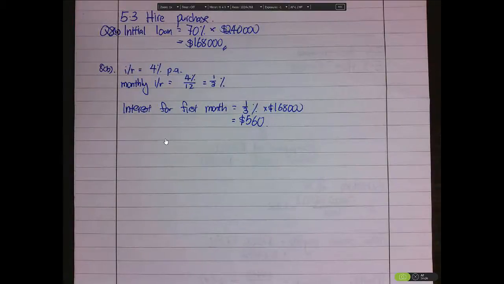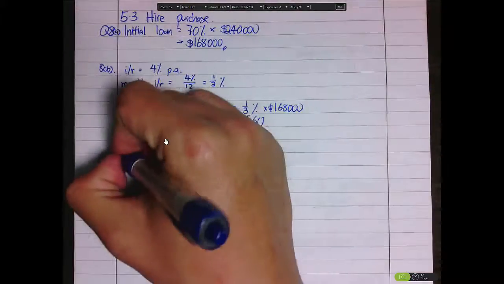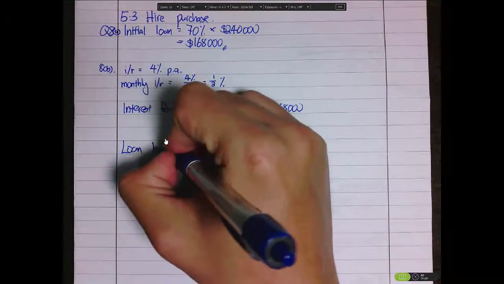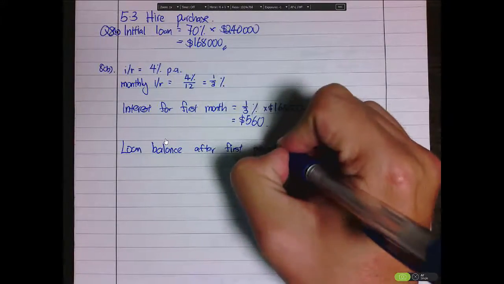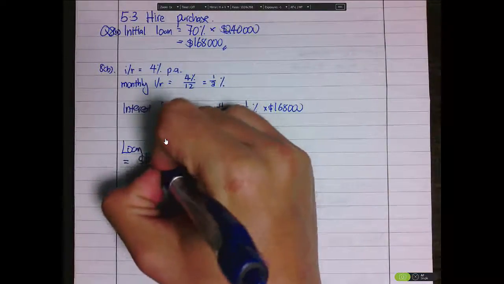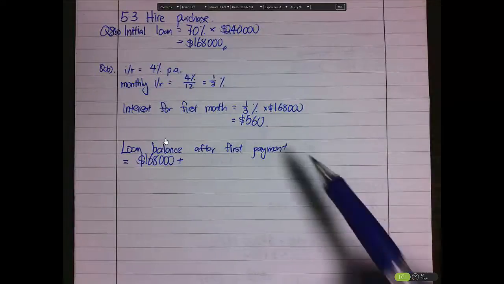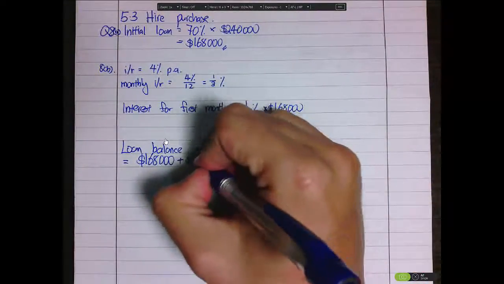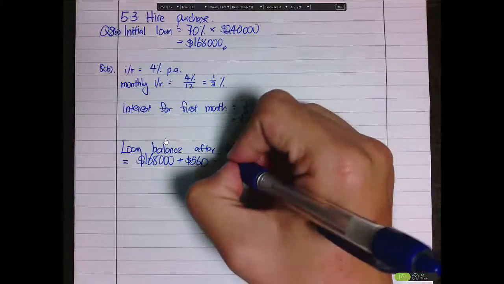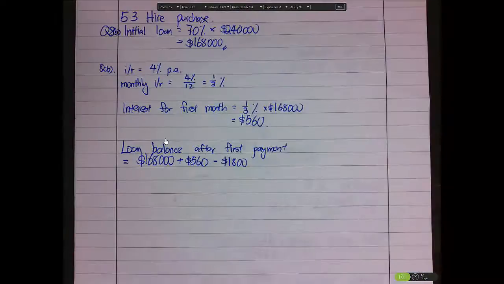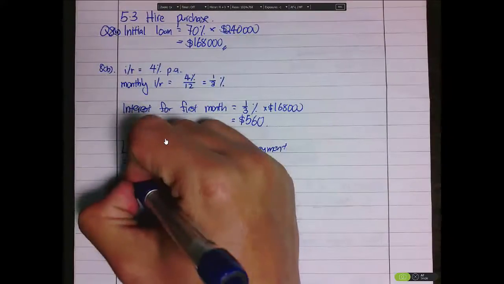Now here is the slightly tricky part. First and foremost is the loan balance after the first payment. What happens here is this. First, you still owe $168,000. Now you have to add in the interest from the first month, which is 560. Then you must minus away the first repayment, which is $1,800, because he paid back $1,800.